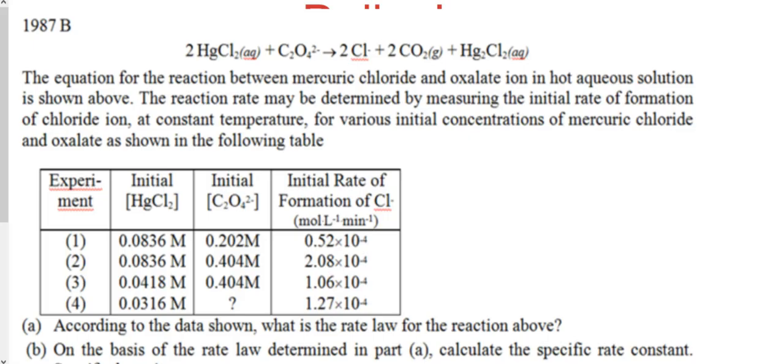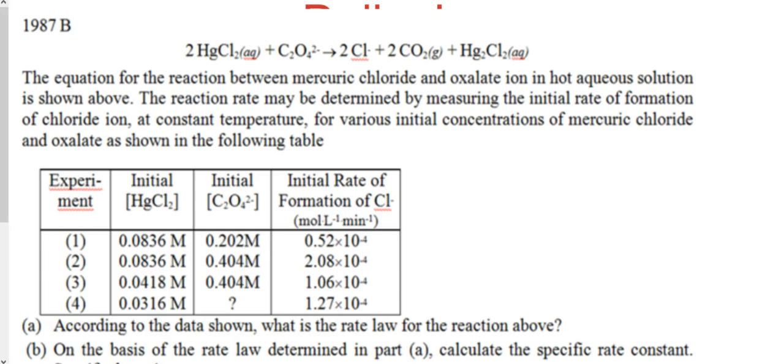All right, so here's a practice problem. This is from an AP test in 1987, the B form. The equation for the reaction between mercuric chloride and oxalate ion in hot, yada, yada, yada. Who cares? Look at that table.